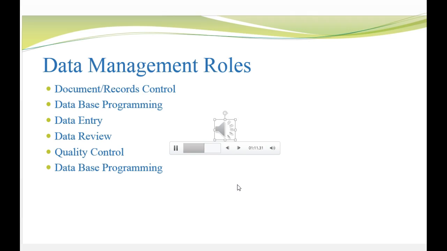Data entry can be performed at the clinical site, or it can be performed at a central data management center. Data entry is basically the process of transcribing the data from a source document or case report form and entering it into the CDMS. Data review is reviewing the data to look for clinical consistency or inconsistency, to look for discrepancies or trends in the data. In some cases, data review is being integrated with clinical site monitoring as part of a move towards what we call risk-based monitoring, or RBM.